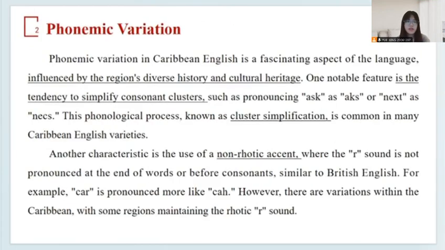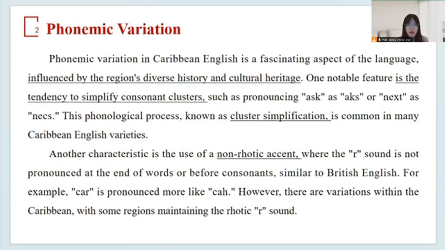Secondly, phonemic variation. Phonemic variation in Caribbean English is a fascinating aspect of the language, influenced by the region's diverse history and cultural heritage. One notable feature is the tendency to simplify consonant clusters. The other is the use of a non-rhotic accent, where the R sound is not pronounced at the end of words or before consonants, similar to British English.